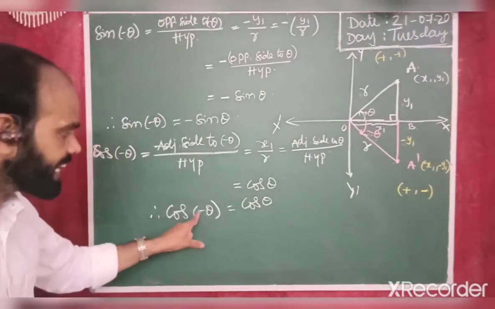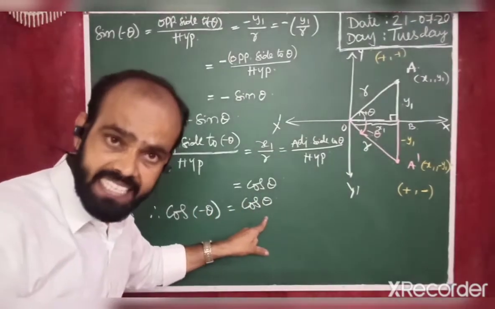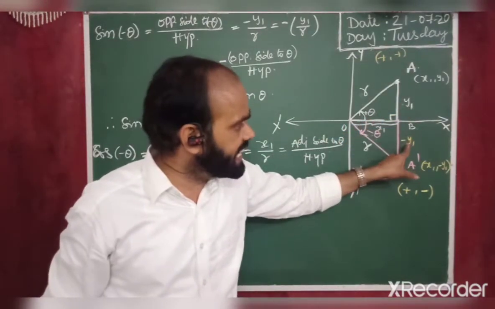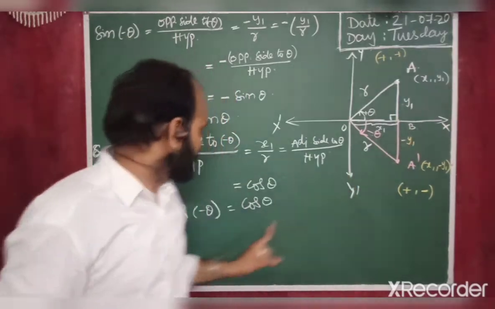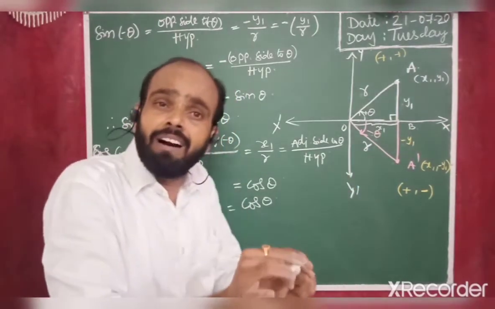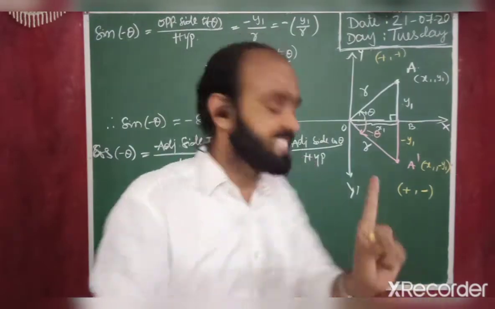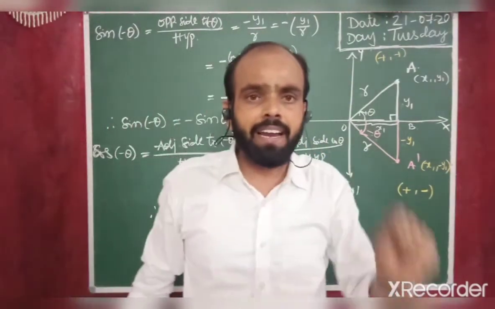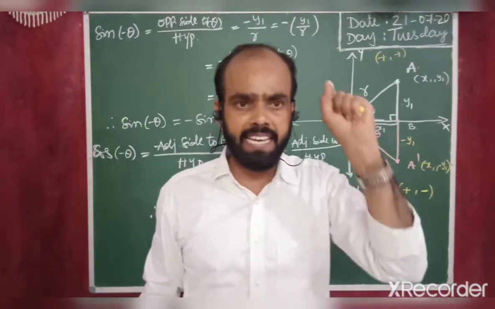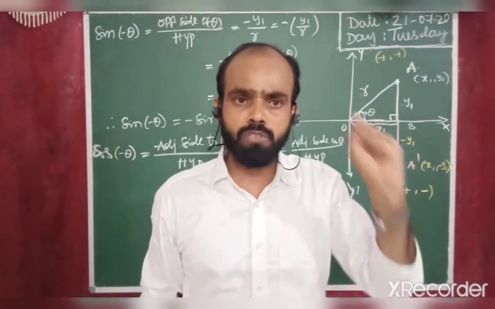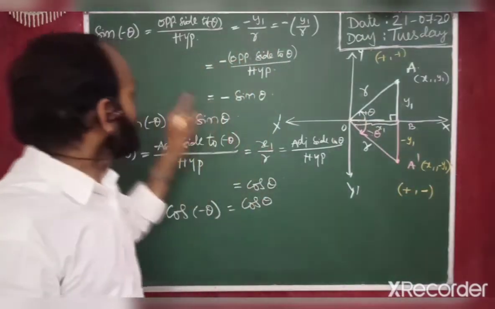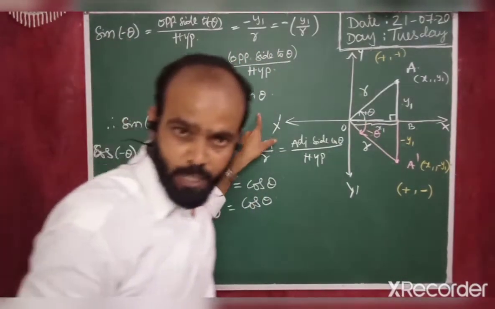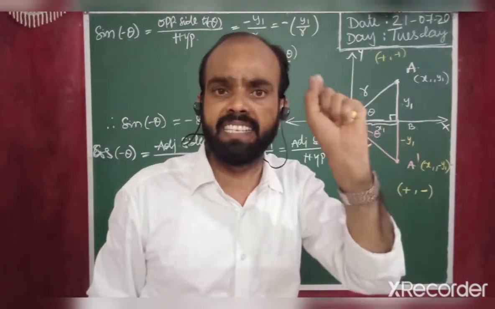Now you see, when we have taken cos of minus theta, the ratio remained the same, because as we already understood, there is a change only in the opposite side. Now cos does not involve any of the opposite sides. That's the reason why the ratio remains the same. So from this what we can understand is, whenever the opposite side is involved in a ratio, the trigonometric ratio of a negative angle results in the negative ratio.